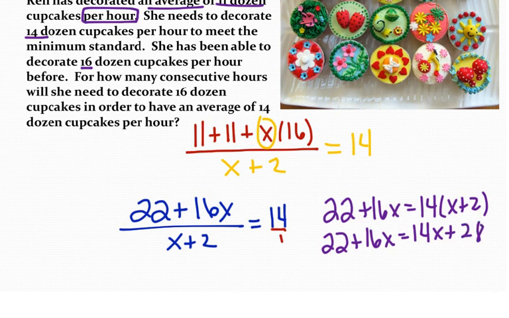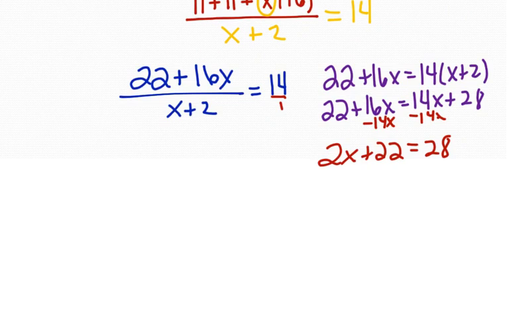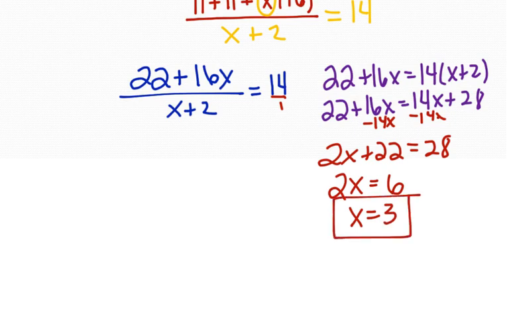I'm going to subtract 14x from both sides. So I get 2x plus 22 is equal to 28. I'm going to subtract 22 from both sides, and I get 2x equals 6, so x is equal to 3. That means she's going to have to go for 3 more hours at 16 dozen for each of those hours to get an average of 14.